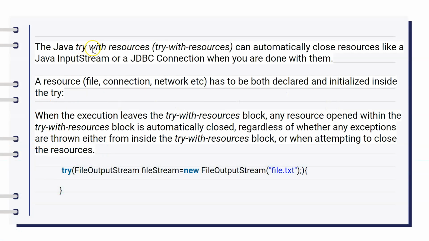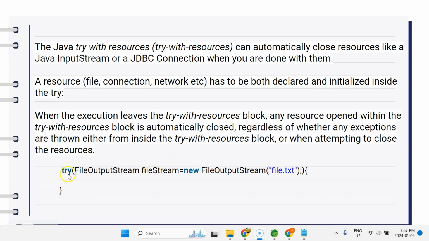Okay guys, so try with resource can automatically close the resource like a Java InputStream or a JDBC connection once you are done with the resource. So the resource has to be both declared and initialized inside the try. So this is the must-have thing, guys. If you see here, in the try itself only, we have declared and initialized the FileOutputStream object. So guys, this is basically the syntax of try with resource.